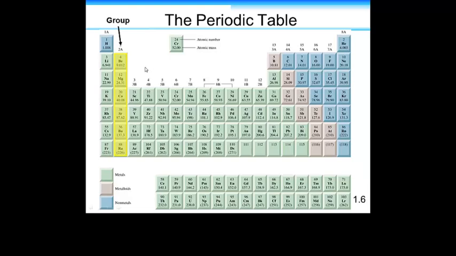The periodic table is broken up into groups. Frequently, we refer to the elements on this side of the periodic table and focus in on the elements on this side of the periodic table. These are known as the main group elements, and they're the most common elements, or some of them are at least the most common elements.